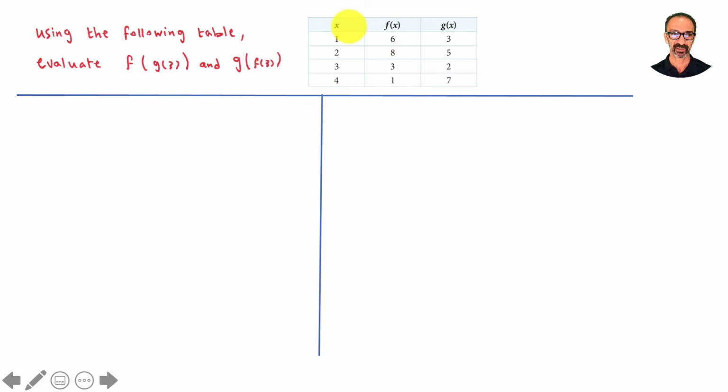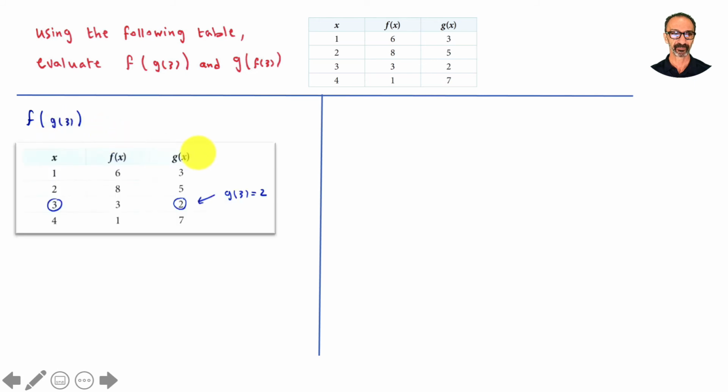Okay, let's slow down and look at the numbers slowly. Let's look at the first one, f of g of 3. Well, I need to locate 3 as an x value and find its output in the g. Here's g and here's 3. The output in the table is 2. So now we're looking at g only. When x equals 3, g of 3 equals 2, and that's what we have.